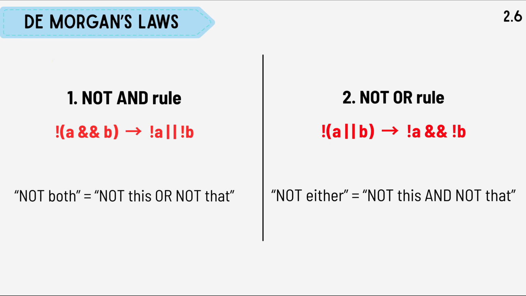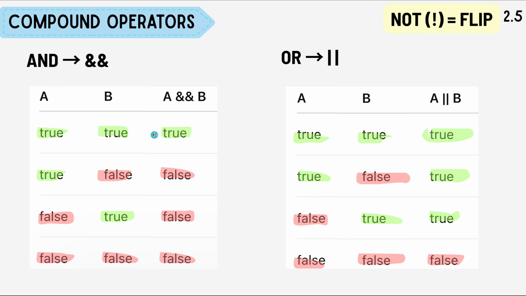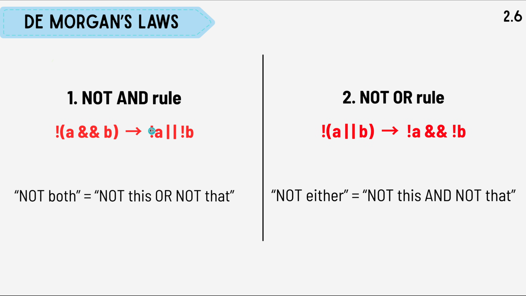De Morgan's law uses the exclamation mark we were just talking about. So if it's, say, true and true is true, but then true's opposite is false. So that basically means not this or that: not either, not this, and not that. So remember this. You should be able to break them down.